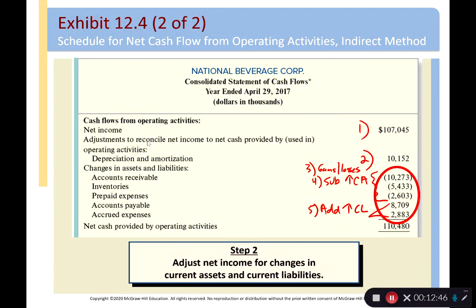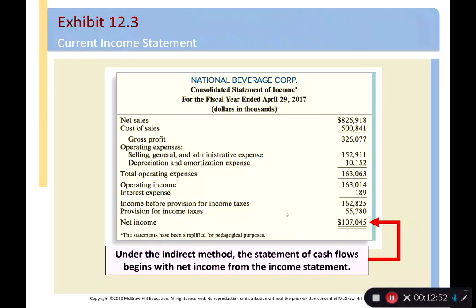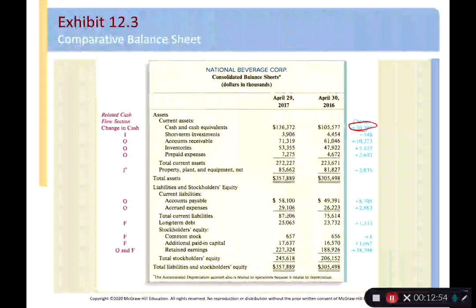So let's take a look at the balance sheet and see that what I told you is in fact right. We had the balance sheet for National Beverage a few slides back. And here it is. You can see that accounts receivable, inventory, and prepaid all went up. They went up for each one, and the rule is AULS, so assets opposite. That's why each of those changes are subtracted.